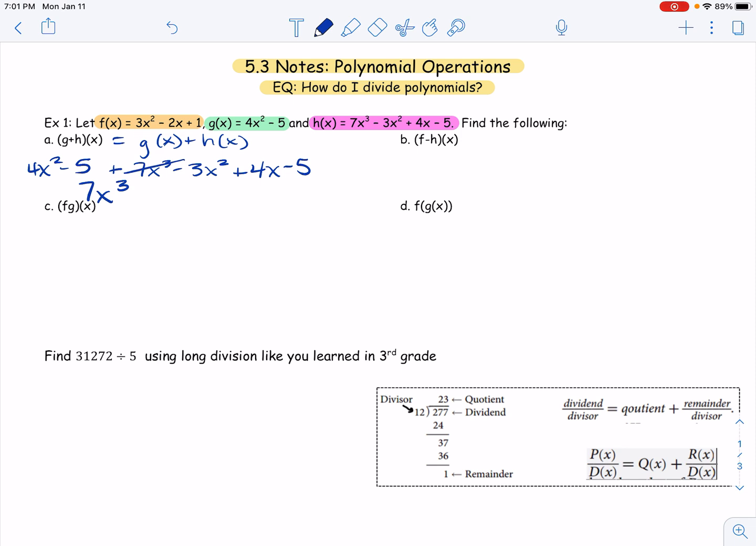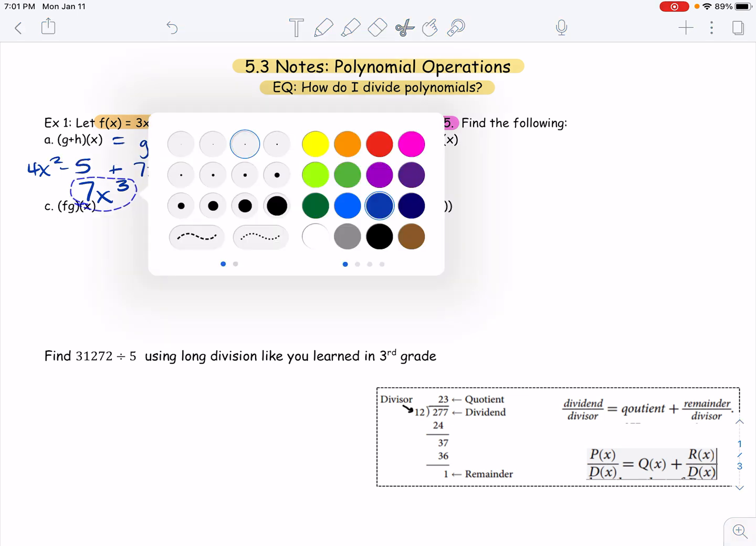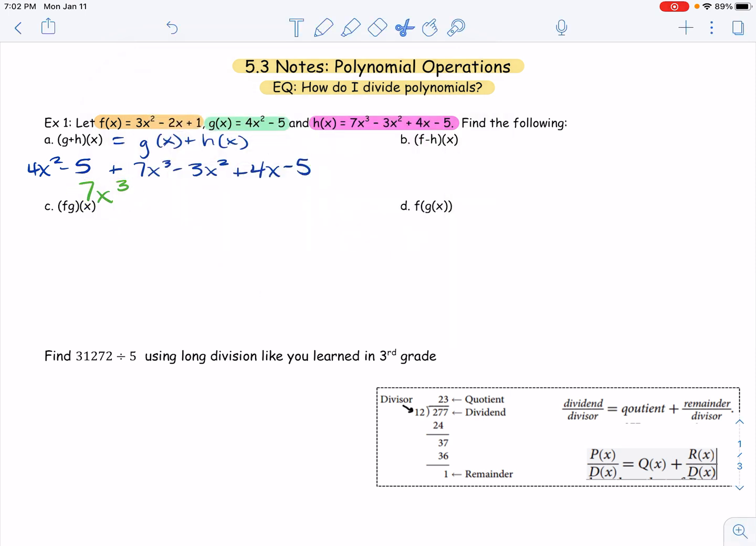If you want to write it in a different color, let me do this. Let's go green. Can you tell the difference there? Let's do that one. Okay.